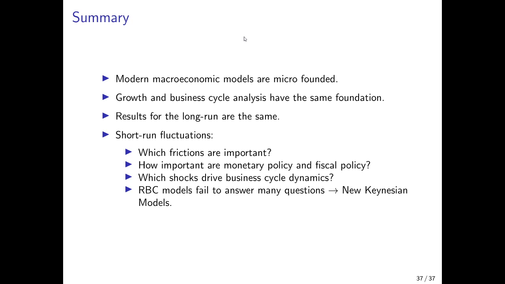Now, to summarize, what we've learned is basically that modern macroeconomic models are micro-founded. They take the Lucas critique into account and address it. Modern growth and business cycle analysis, they have the same foundation. So at the core is a Ramsey-Cass-Koopmans model, and the long-run balanced growth path is actually the same in both of these frameworks. What real business cycle models add is the fluctuations around the trend in the short run. The results for the long run, however, are basically the same.